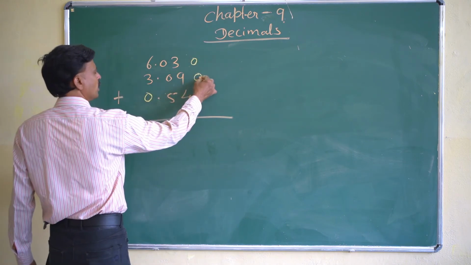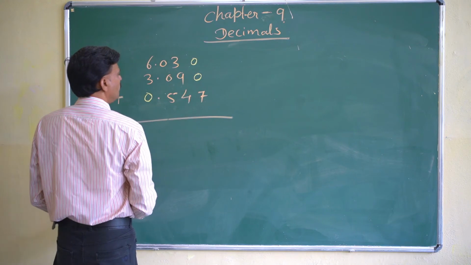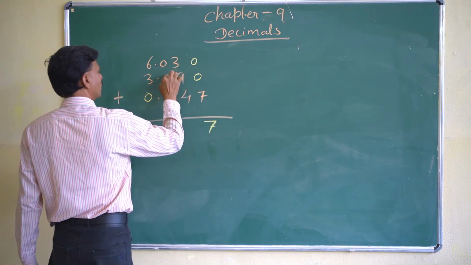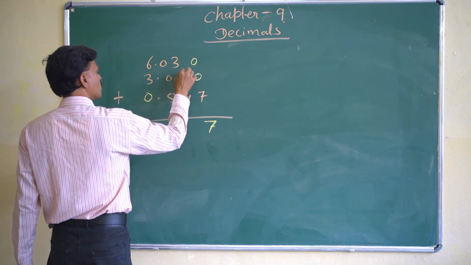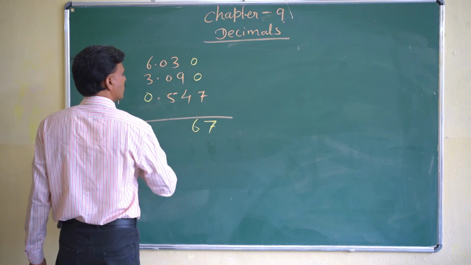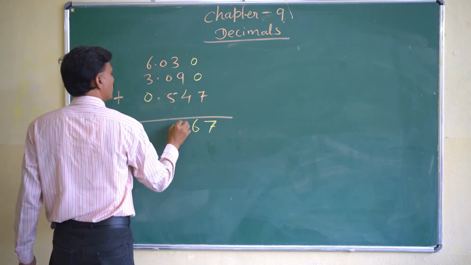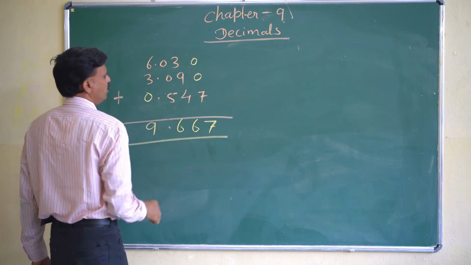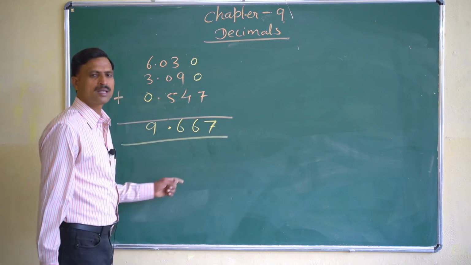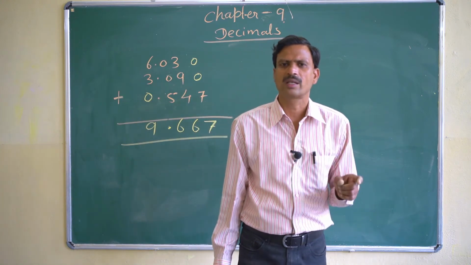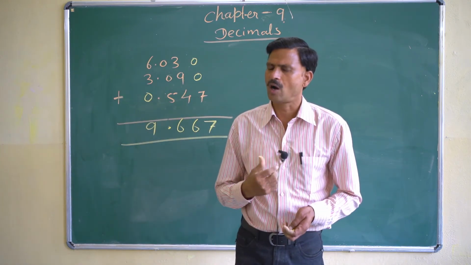So 0 plus 0 plus 7, what will it come? It will be 7. Then here, 3 plus 9 is 12, 12 plus 4 is 16. So 6 will come, 1 will be carried. 5 plus 1 is 6, and this is 9. So what is the answer coming? 9.667. Okay, 9.667. Understood?